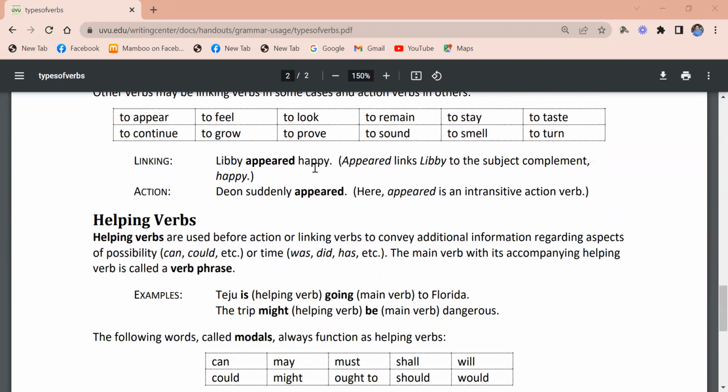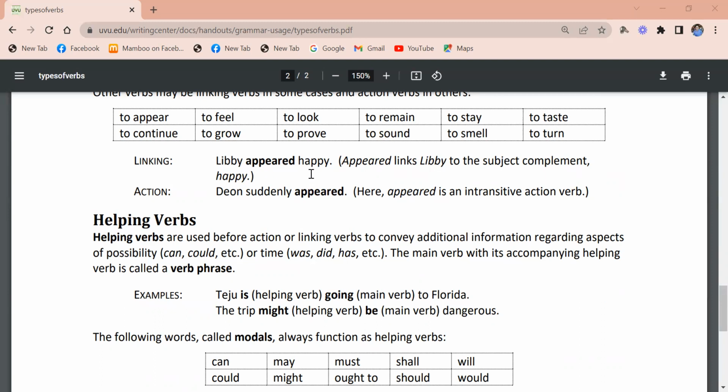Libby appeared happy. Kasi ang complement niya ay adjective that describe naman kay Libby. Kaya appeared would be what? Linking verb. Okay. Dion suddenly appeared. Yan, magkaiba naman to ha. Dion suddenly appeared. Appeared is intransitive verb. Kasi, bakit? Sino ba ang nag-appear? Sino ang gumawa ng action? Si Dion. Magkaiba yun ha.